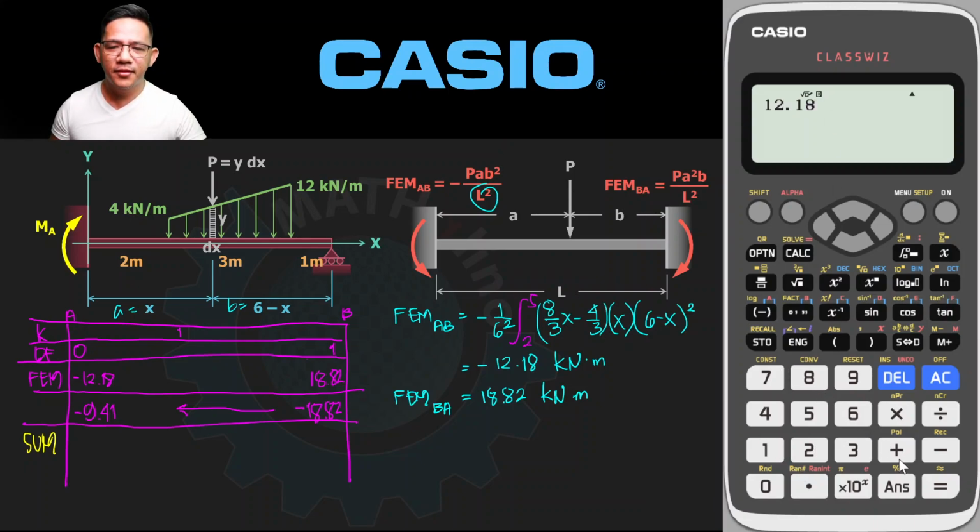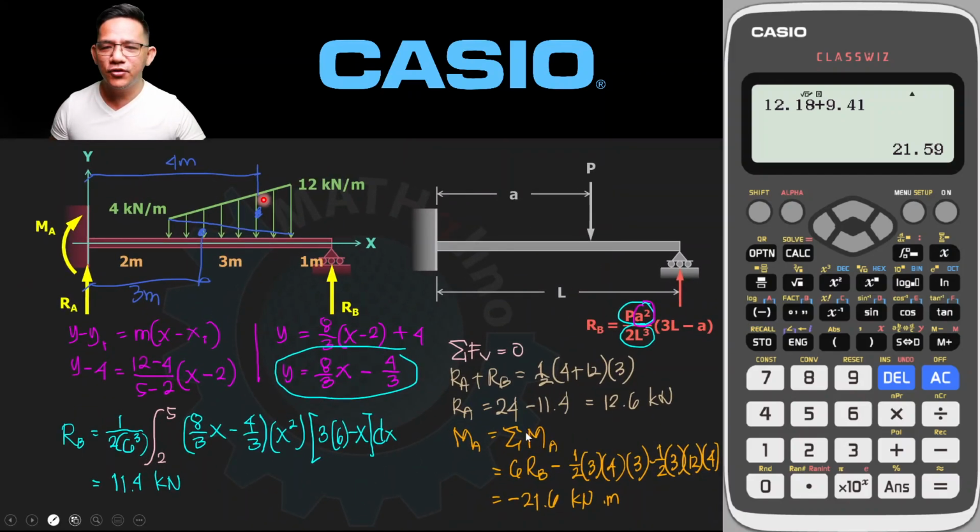$12.18 plus 9.41. That is 21.59. Then here is 0. So the moment at A, this is our answer, the moment at A, negative 21.59. And we can check that in our previous solution. Negative 21.59 if we are correct. Okay. In our previous solution, we have this negative 21.6. There's a difference in what is that?